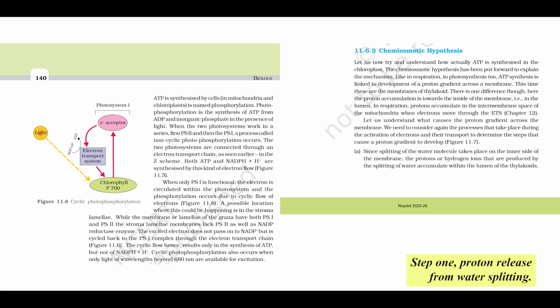Step 1, proton release from water splitting. As we just discussed, the splitting of water, photolysis, happens on the inner side of the thylakoid membrane. This directly releases protons, H+, into the thylakoid lumen, adding to the concentration inside.